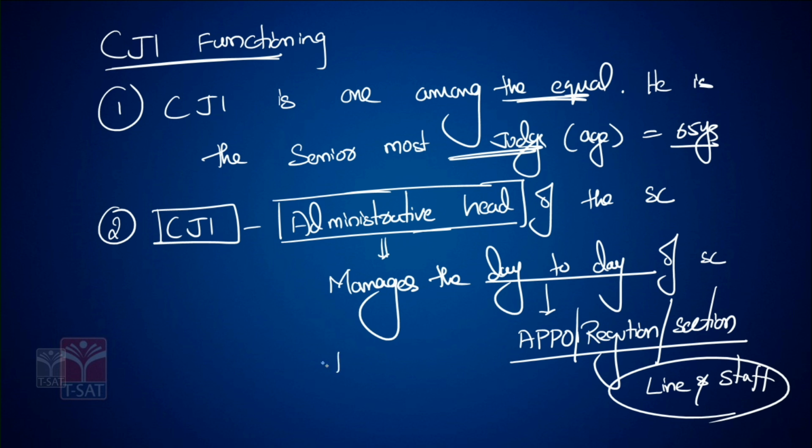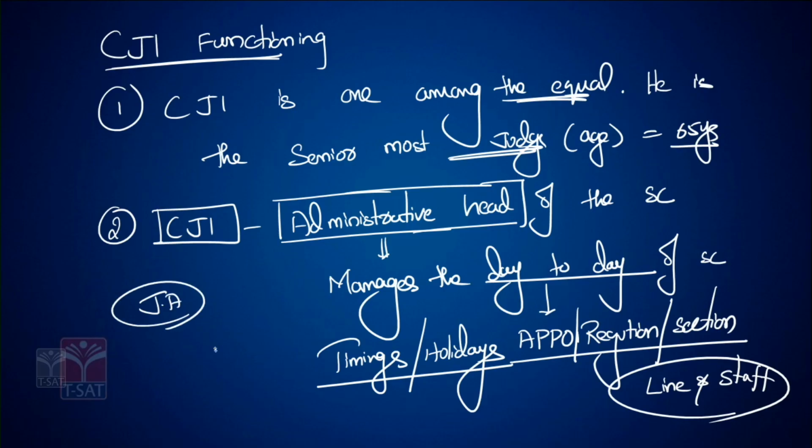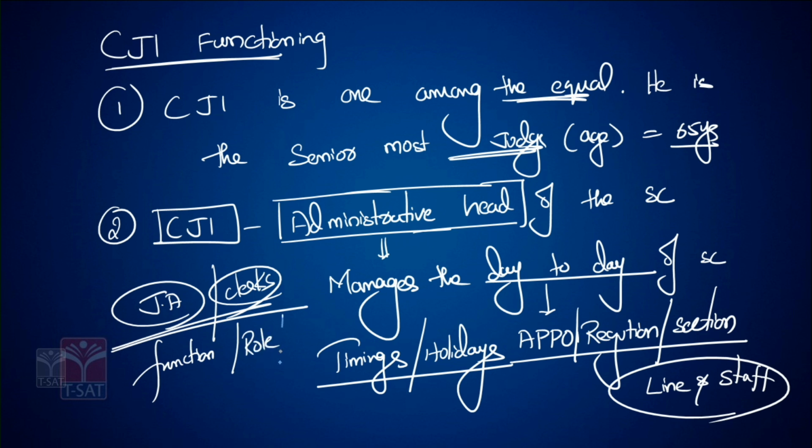He also fixes the timings of the court. He also fixes the holidays to be taken by the court. So he is an administrative head. Junior assistants and clerks are all appointed by him, and their functions, their role and their salary are also decided and regulated by the Chief Justice of India. This is your second point.